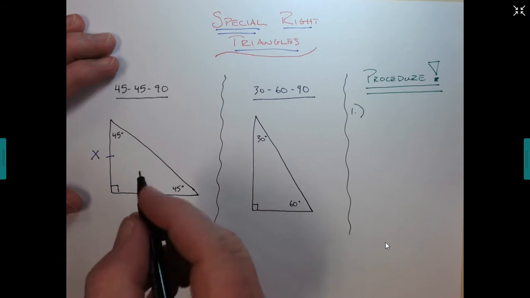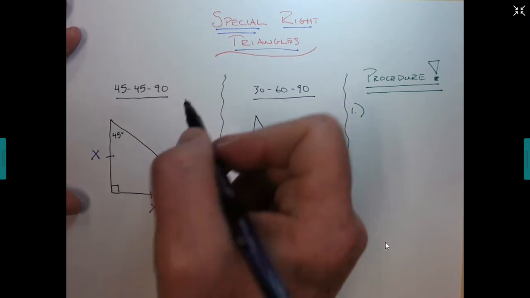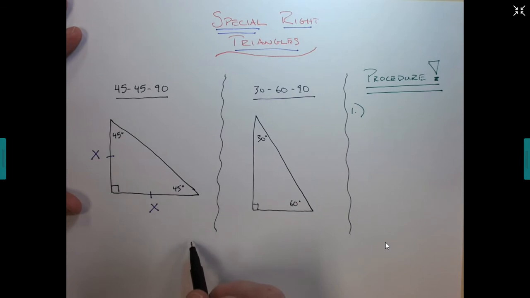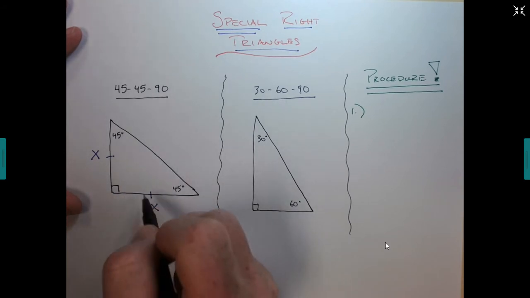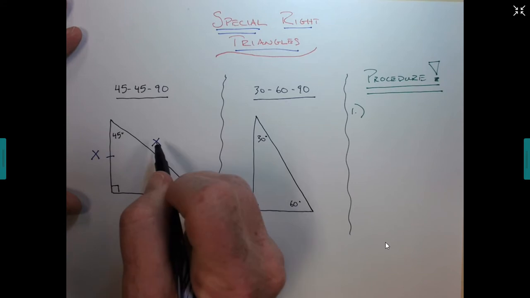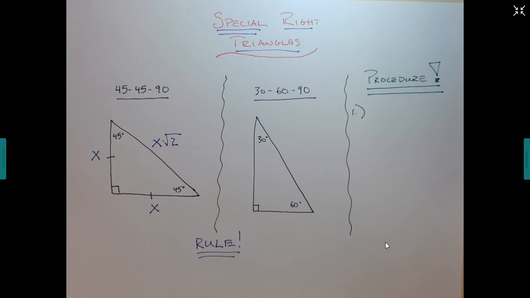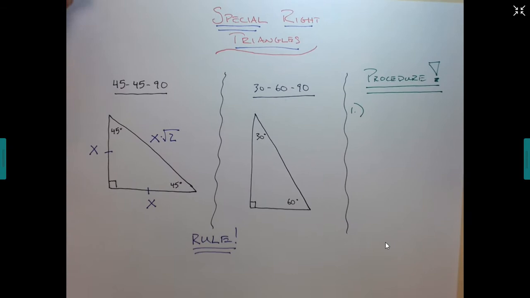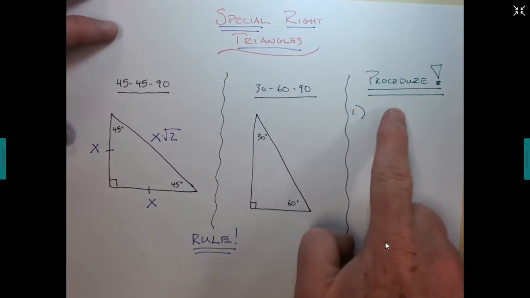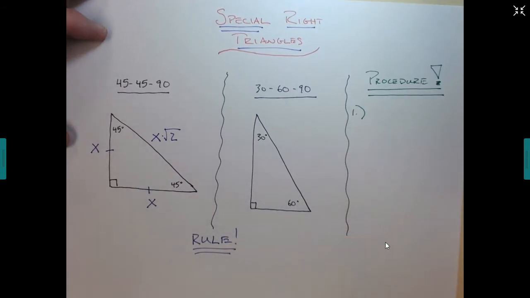All right, so this generates what we call, both of these are really what I would call the rules. So if I know those 2 sides, the third side is whatever that number is times the square root of 2. Okay, so this is a rule for every 45, 45, 90 triangle. So this produces a bunch of different types of possible problems, okay? And I even have a procedure here, all right?